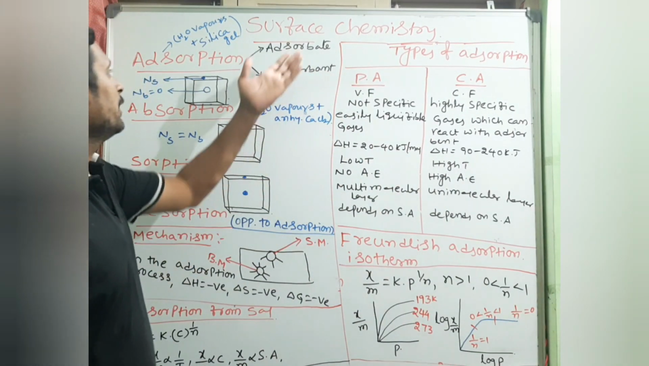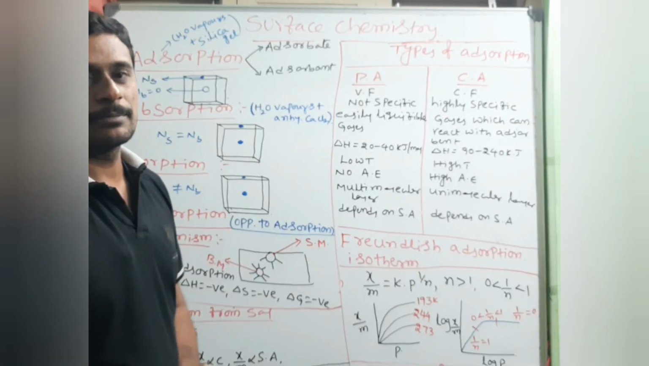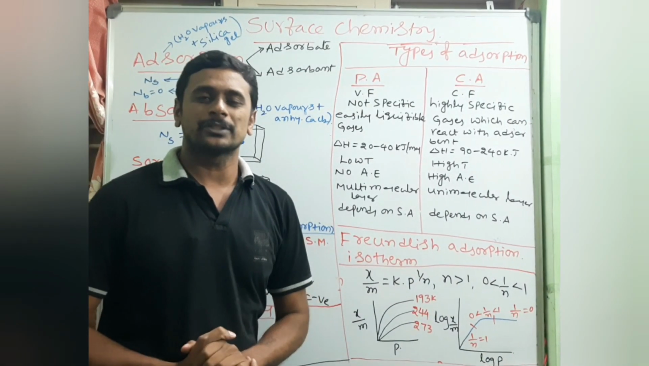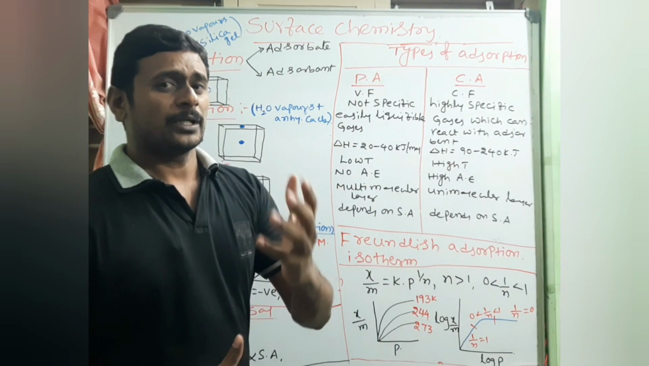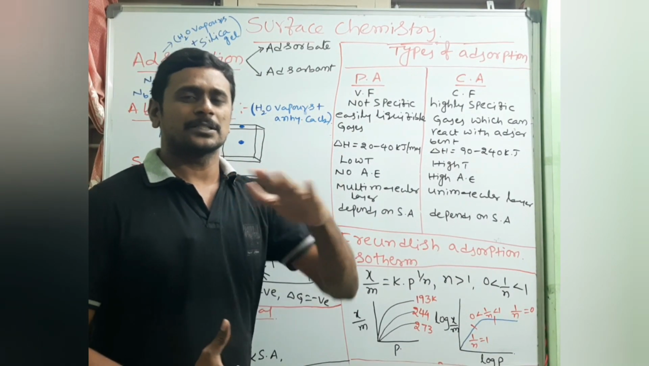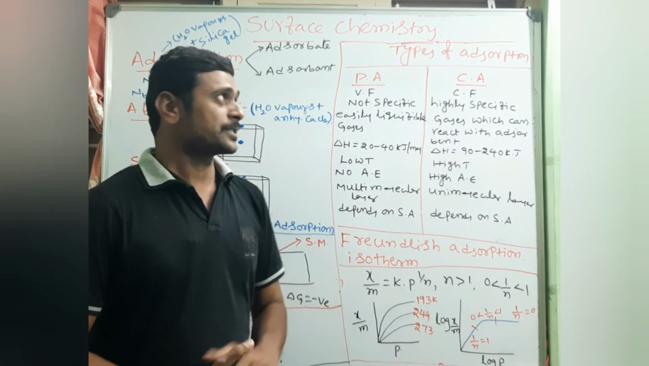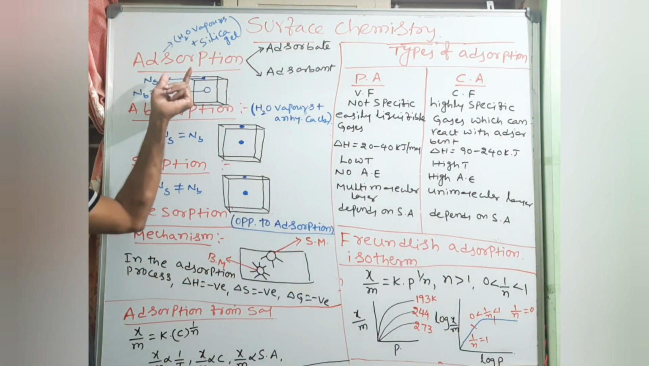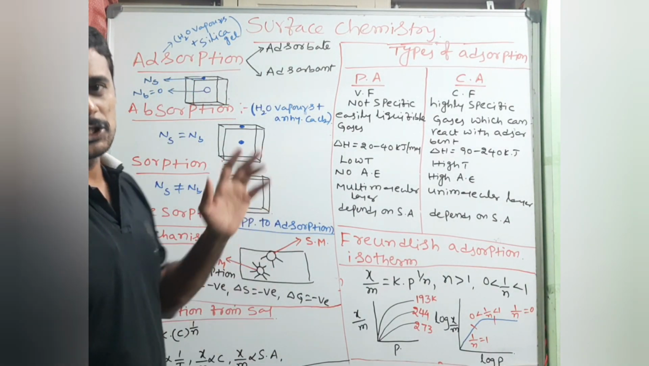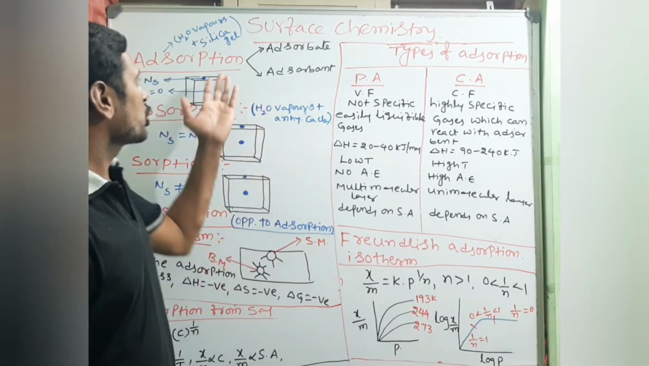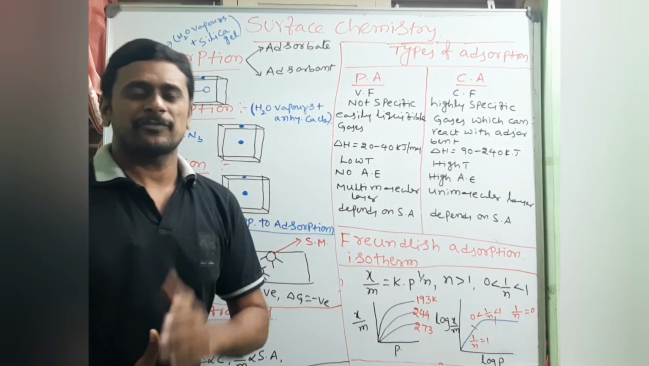What questions we can expect from the NEET point of view. Surface chemistry is the branch of science which deals with the reactions that take place at the surface of solid materials. The first concept is adsorption, which is a surface phenomenon.